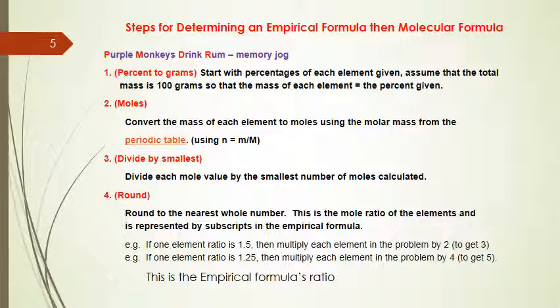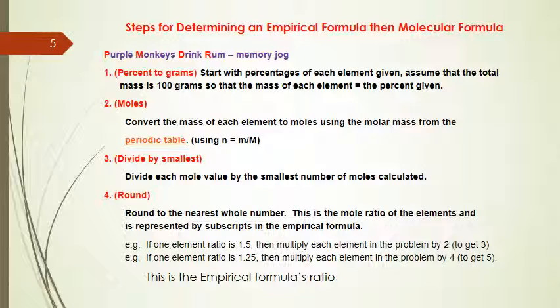Okay, so percentage composition is the first kind of equation that you're going to need to use in Part B, the written test. The second type is to be able to determine the empirical formula and then the molecular formula, given that you're given a certain ratio of elements. The memory jog I use for this is purple monkeys drink rum, PMDR.